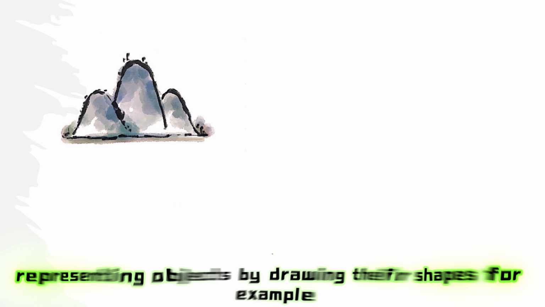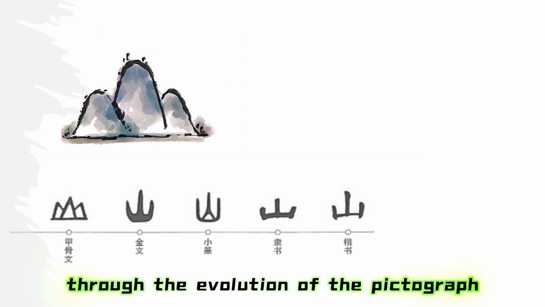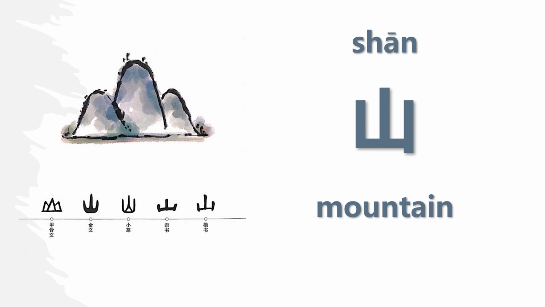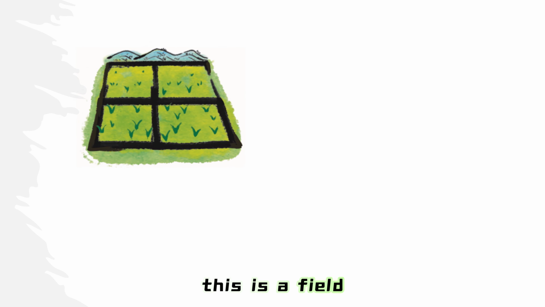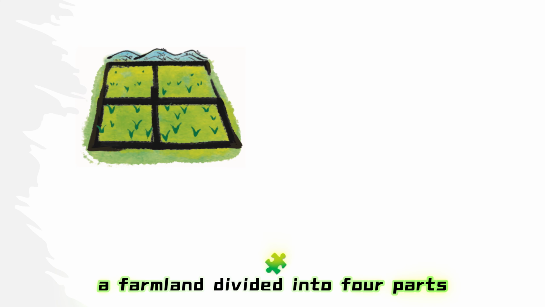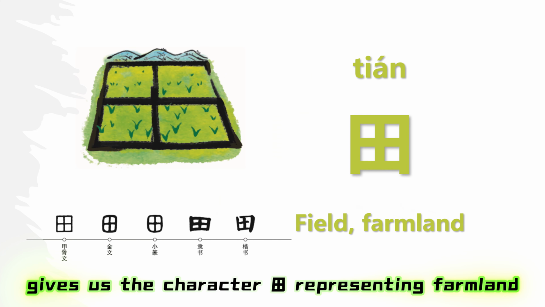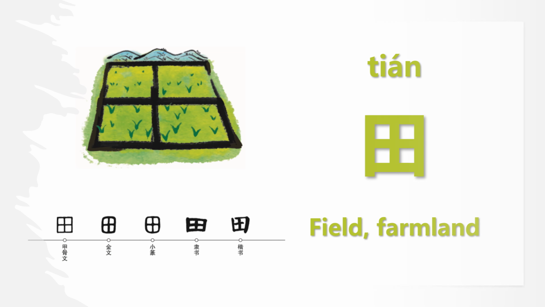For example, this is a mountain. Through the evolution of the pictograph, we get the character 山, which means mountain. This is a field, a farmland divided into 4 parts. The evolution of this pictograph gives us the character 田, representing farmland.